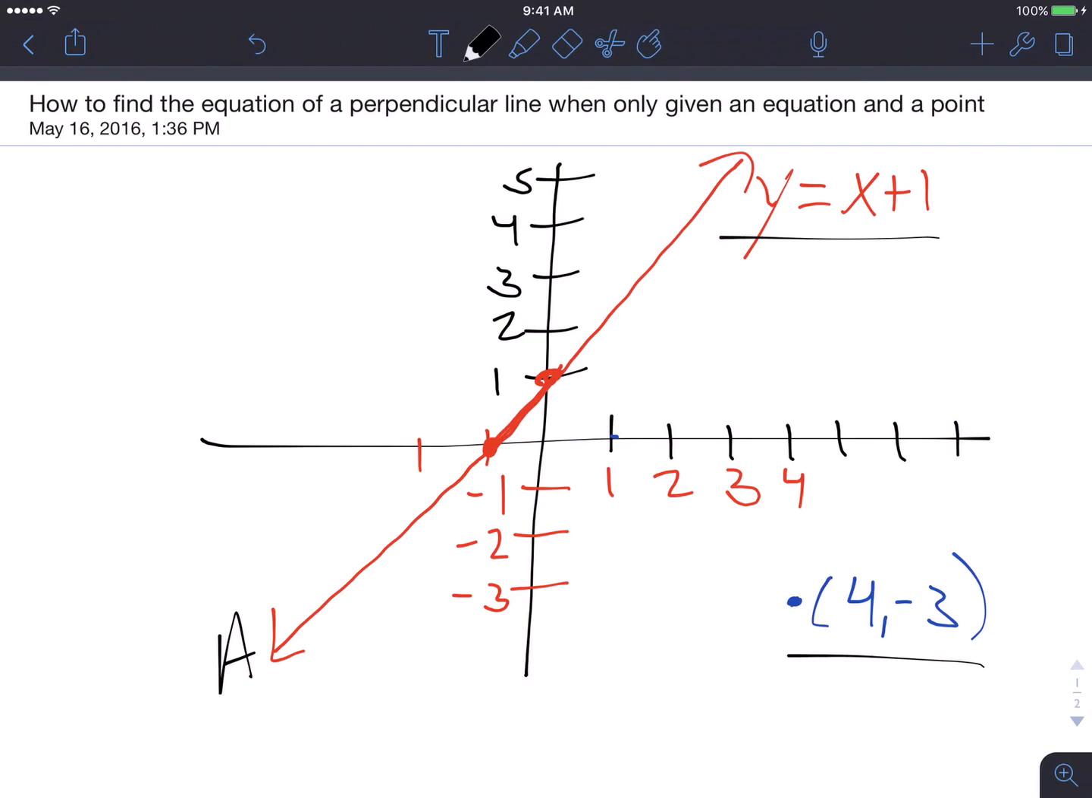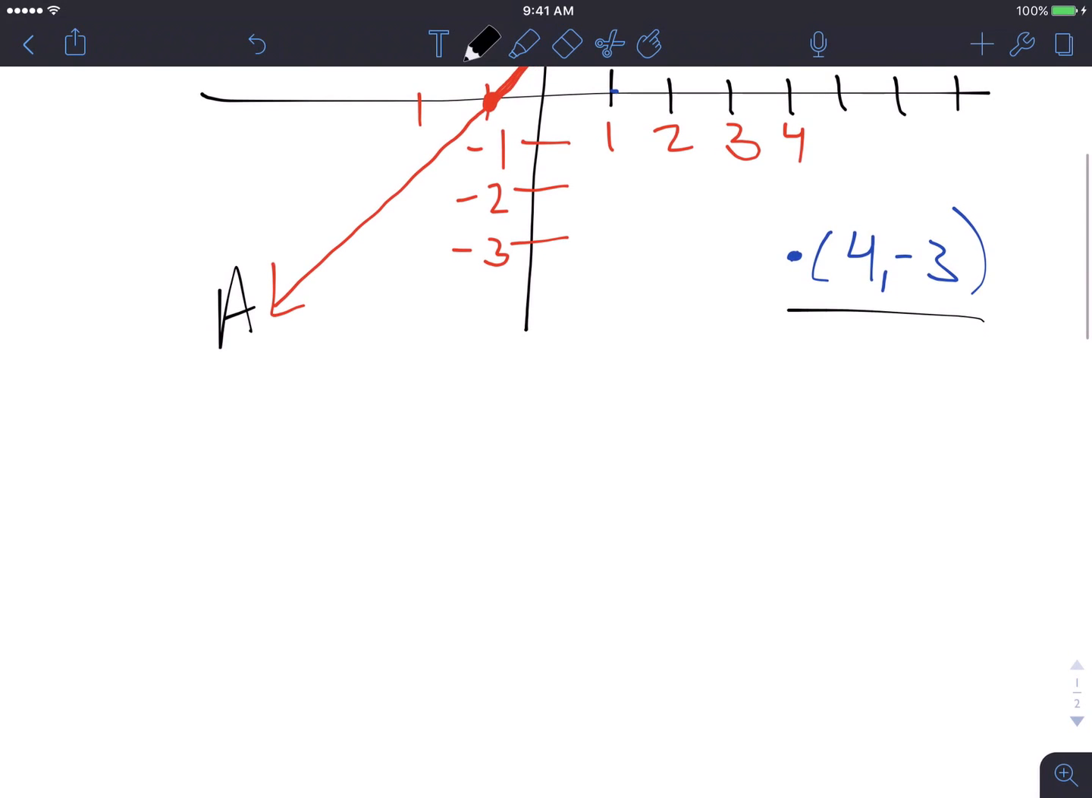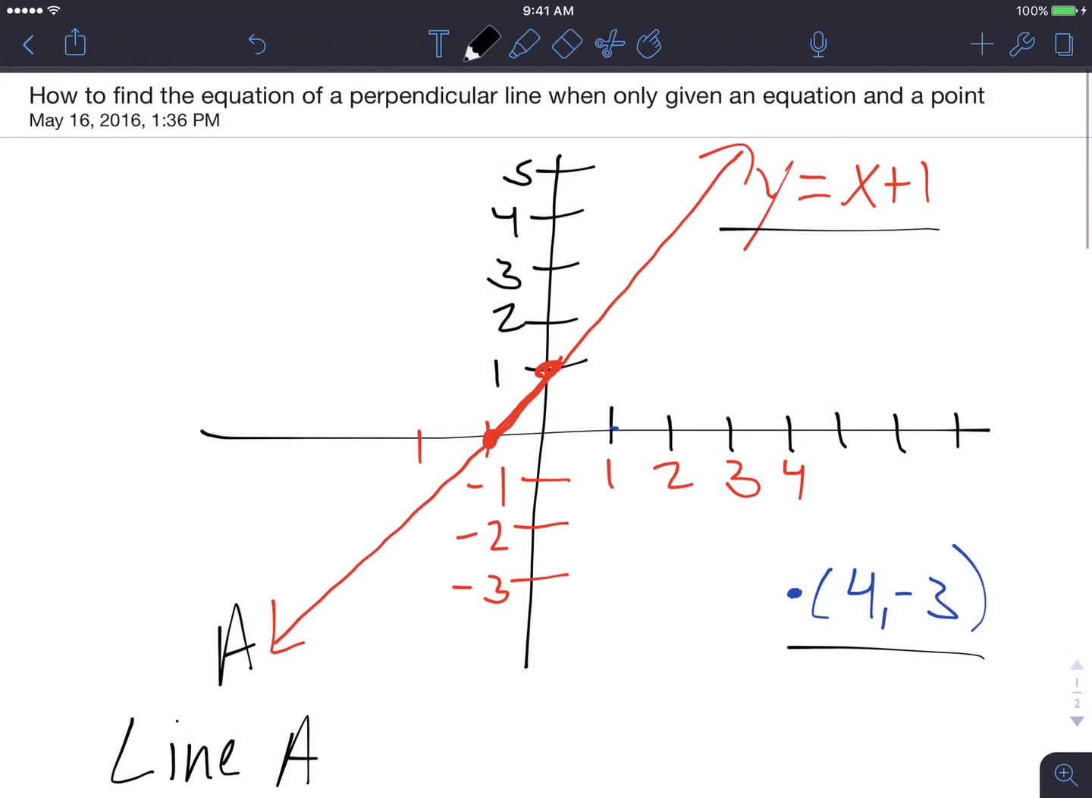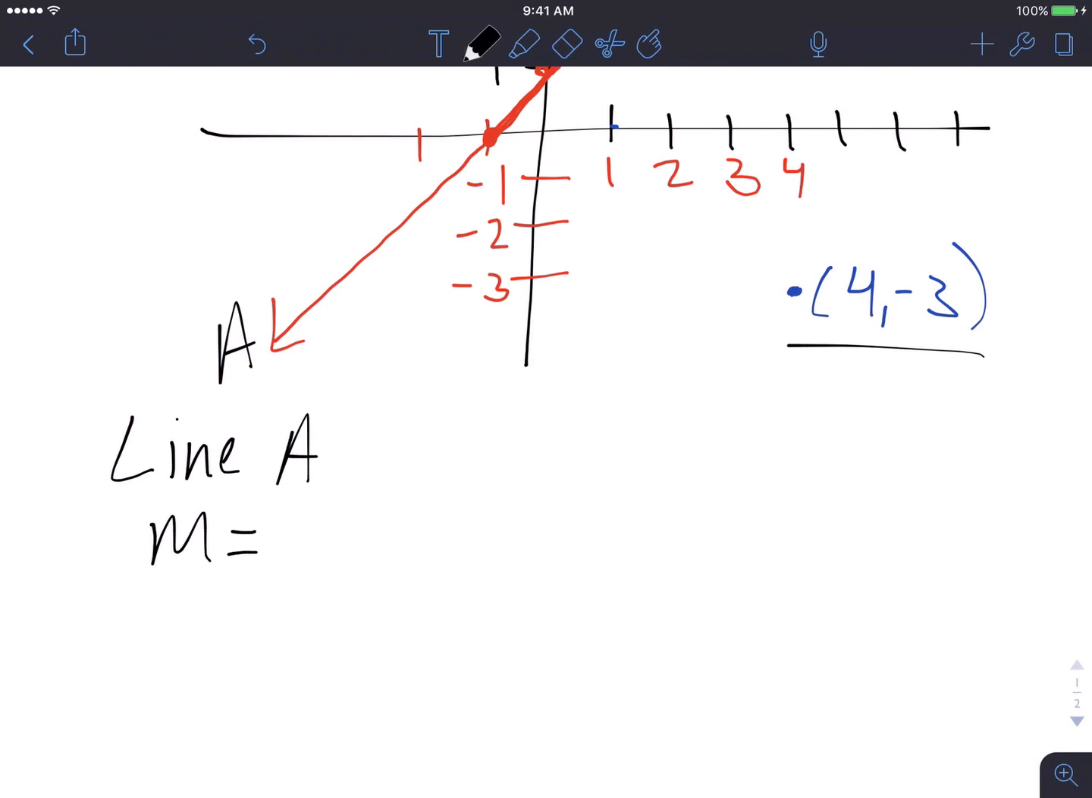First thing I would want to do is to remember some basic rules. If we have line A, which we do, line A, and the slope is what? It's just 1. Okay? Now, the rules of perpendicular lines say that line B, and line B is going to be the line that's going to use the point 4 comma negative 3, that the slope has to be the negative reciprocal of the other line.